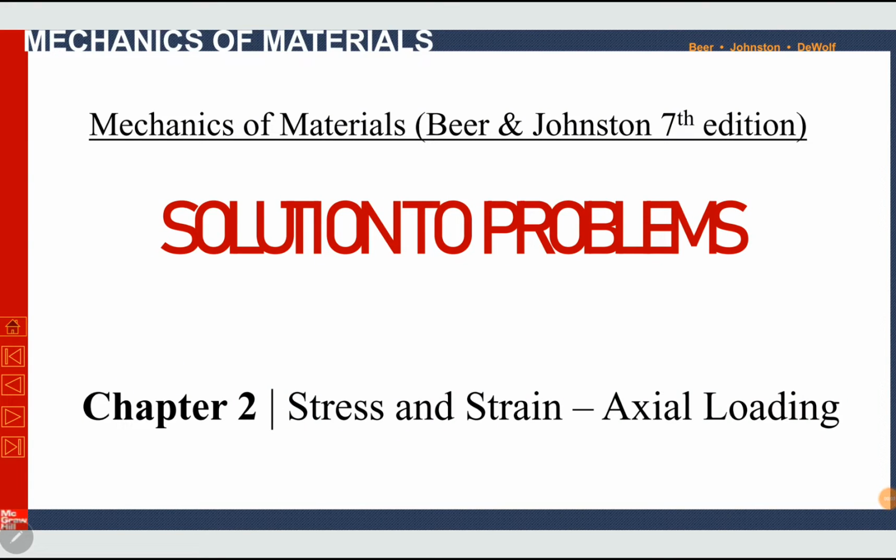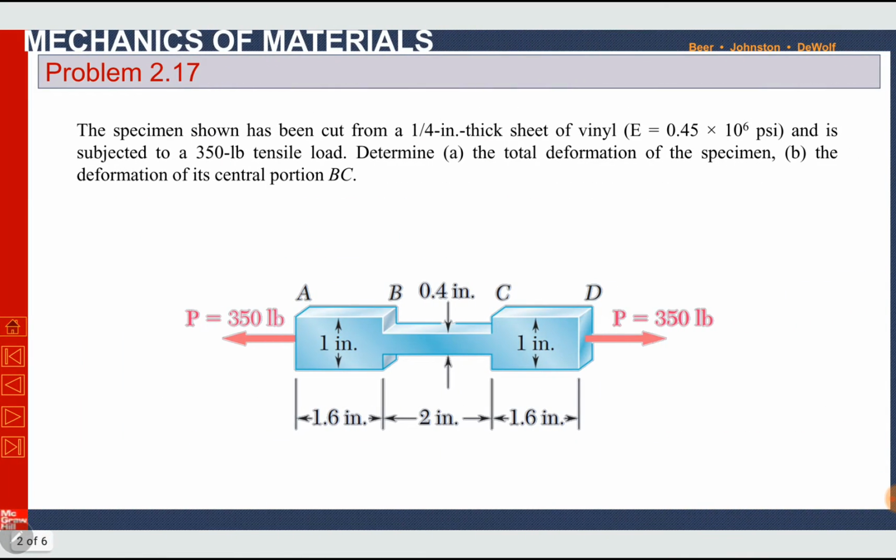In this lecture, I will discuss solutions to some specific problems from chapter number 2 of the textbook Mechanics of Materials by Beer and Johnson, 7th edition. The chapter is about stress and strain under axial loading. I have selected some problems to be discussed in this lecture. The first one is problem number 17 from the exercise.